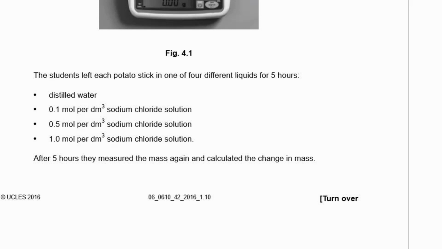One was distilled water, one was 0.1 mole per decimeter cubed sodium chloride, one was 0.5 mole per decimeter cubed sodium chloride, and one was 1 mole per decimeter cubed sodium chloride. After 5 hours, they measured the mass again and calculated the change in mass. Okay, so distilled water, that is a high water potential outside the potato stick. 1.0 is the lowest water potential outside the potato stick. Okay, and it just goes in that order.